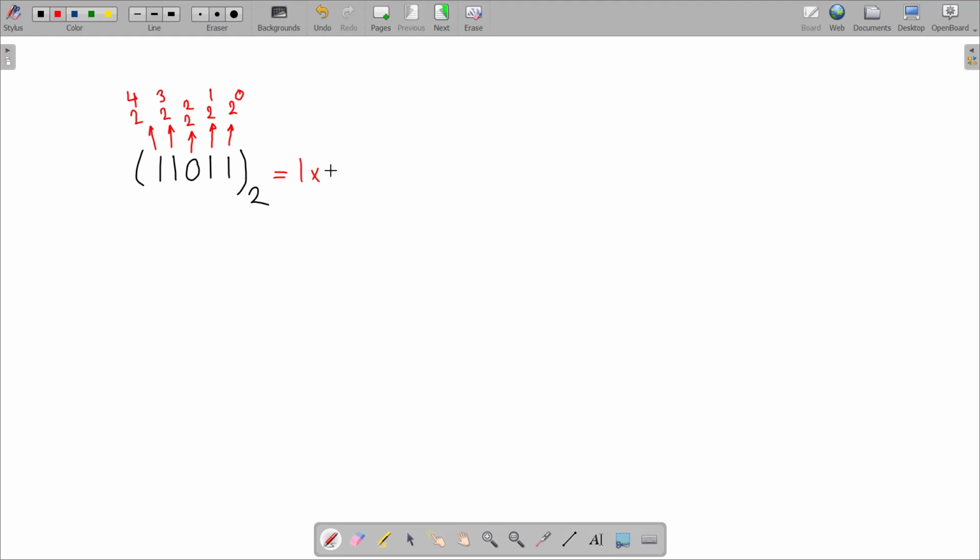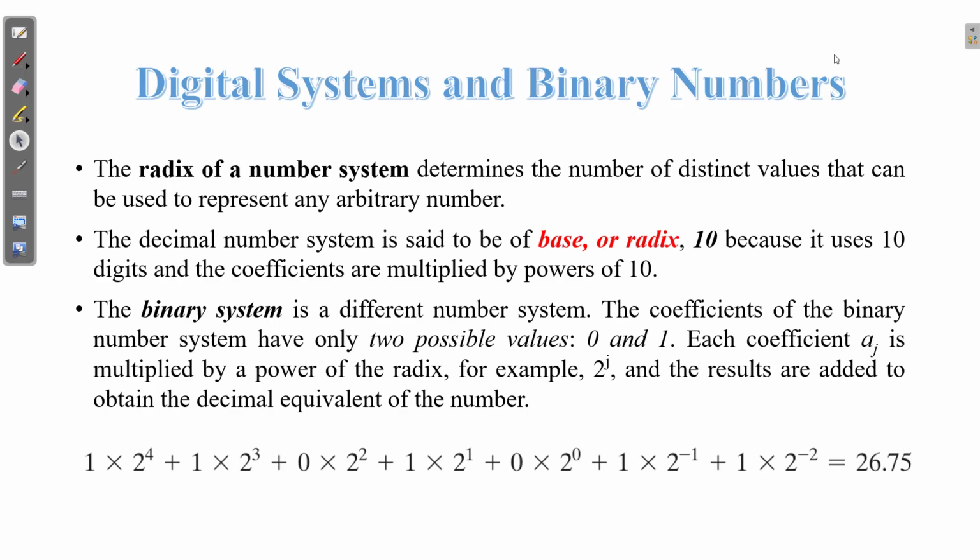1 multiplying by 2 to the power of 4 plus 1 multiplying by 2 to the power of 3 plus 0 multiplying by 2 to the power of 2 plus 1 multiplying by 2 to the power of 1 plus 1 multiplying by 2 to the power of 0. And we will learn that if I calculate this value, I can find the corresponding value of this number, which is written in binary, in the decimal number. Anyway, I will talk about that in detail.